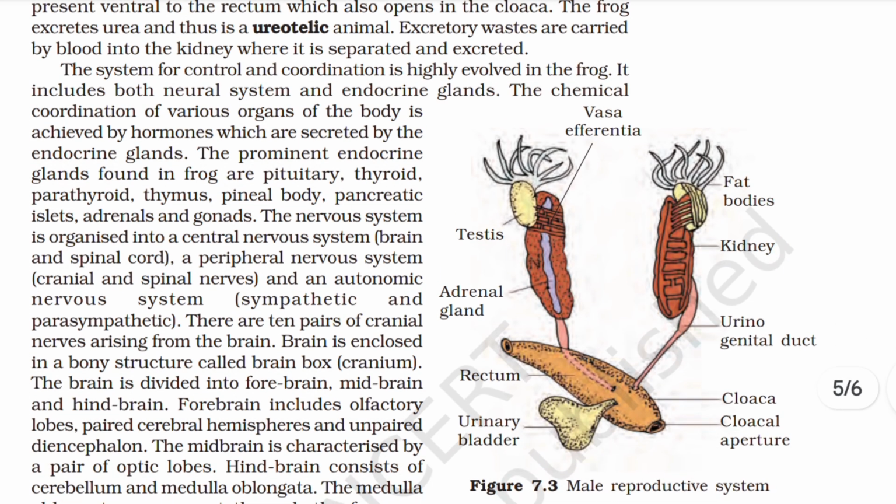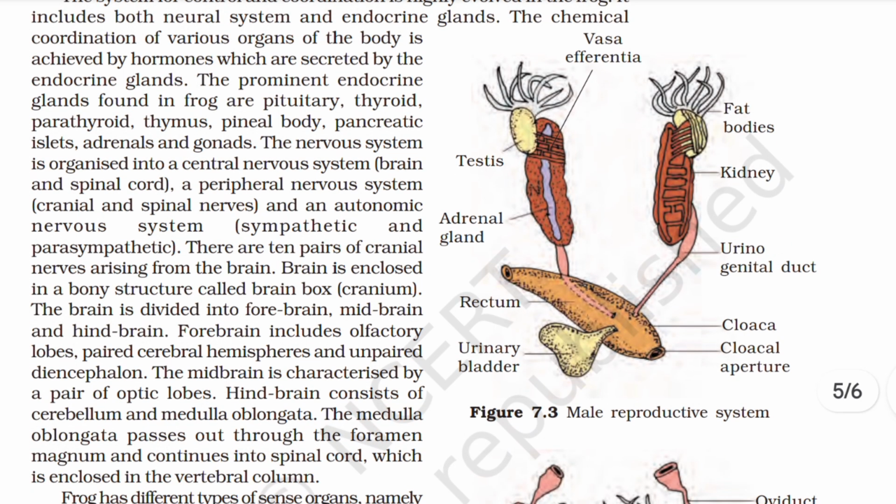The nervous system is organized into a central nervous system, that is brain and spinal cord, a peripheral nervous system comprising of cranial nerves and spinal nerves, and an autonomic nervous system comprising sympathetic and parasympathetic nervous system. There are 10 pairs of cranial nerves arising from the brain. Brain is enclosed in a bony structure called brain box, that is cranium.